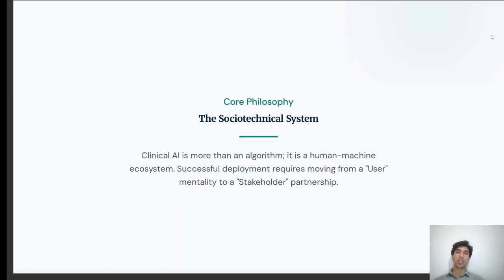Our core philosophy is to build a socio-technical system, which means that the project we are building in clinical AI is not merely a simple algorithm residing inside a system. It is basically a human-machine ecosystem in which a human is constantly interacting with our project or our model. So we need to move on from a user mentality to a stakeholder partnership. A stakeholder is anyone who is affected directly or indirectly by our project, and we need to identify our stakeholders and the different types of stakeholders.